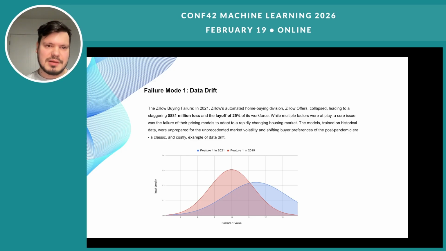A real-world example is Zillow's buying failure. In 2021, Zillow's automated home buying division, Zillow Offers, collapsed, leading to a staggering almost $1 billion loss and a layoff of 25% of its workforce. Of course, multiple factors were in play, but the main failure was the pricing model. It failed to adapt to the unprecedented market volatility and the shifting behavior of the post-pandemic era.